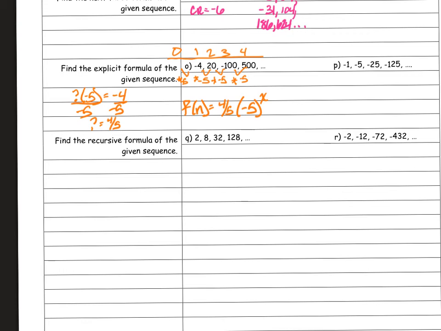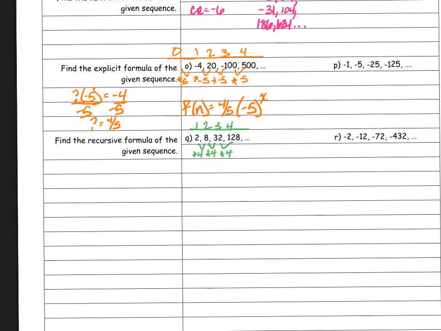Okay, so the recursive formula is a little easier. I don't need the zeroth term. I just need to know what my common ratio is and my first term, and that's pretty easy because the first one's the first term, second one's the second term, third one's the third term. There's a pattern there. So what do I multiply 2 by to get 8? 4. And 4 times 8 is, oh my gosh, 32. And if I take 32 times 4, you can do it in your calculator, you should get 128, unless I did something wrong, but I'm thinking that's right.